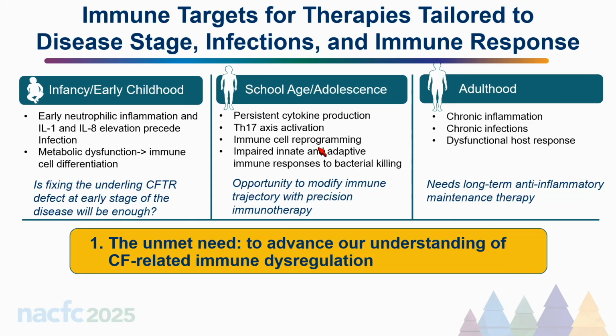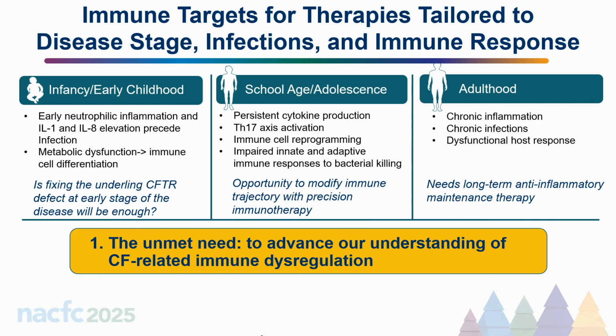So I'm concluding. The general conclusion is that immune targets for therapies must be tailored to the disease stage, the type of infections that the patients will have, and immune response. This is exactly what Kate was discussing, personalized immune therapies. And to do that, we need to solve point one. We need to advance our understanding of CF-related immune dysfunction.